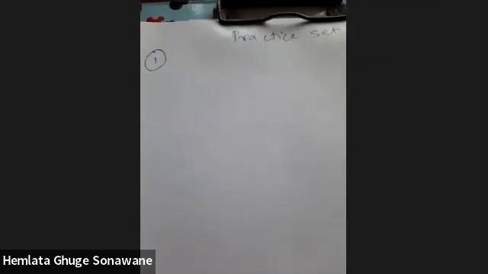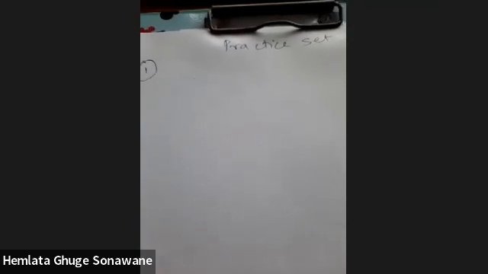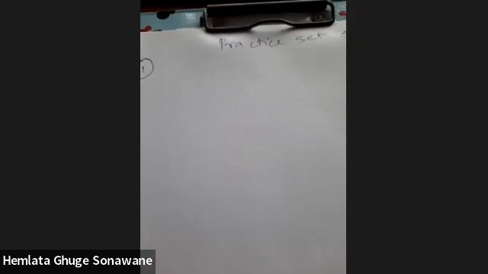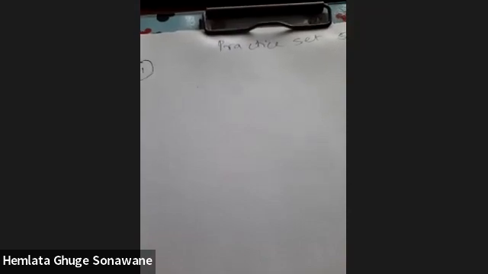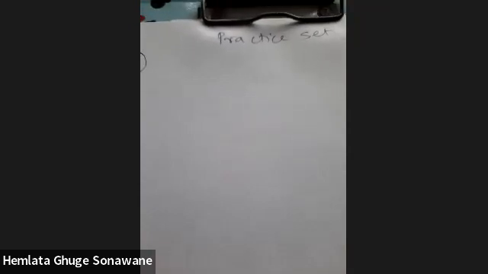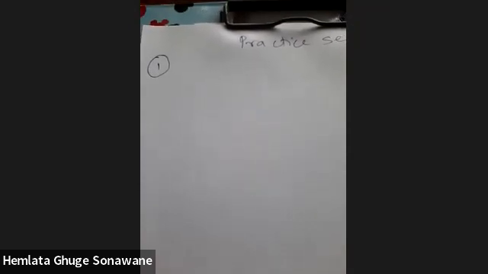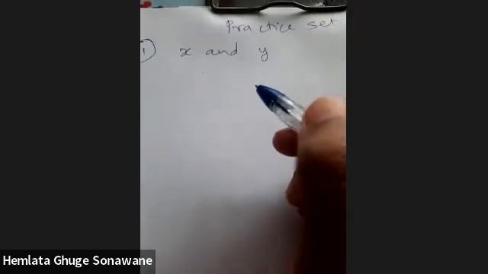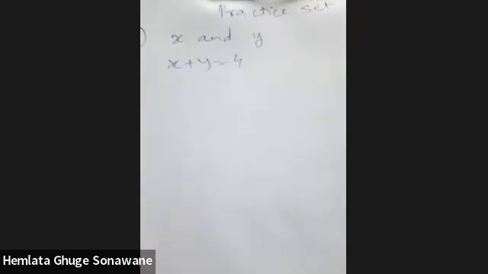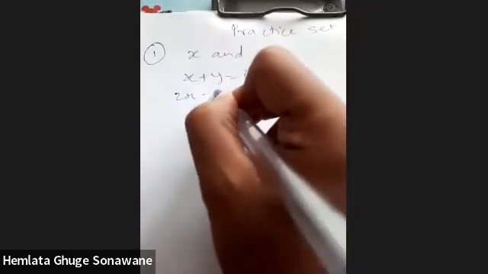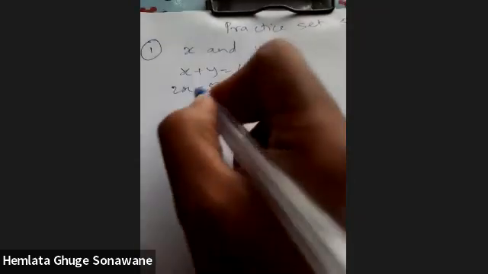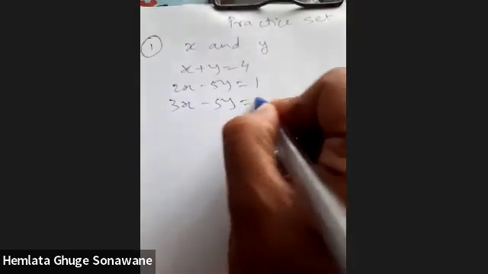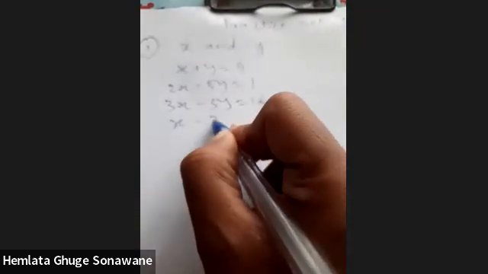Question number 1. By using variables x and y, form any 5 linear equations in 2 variables. We have to write down any 5 linear equations in 2 variables using the variables x and y. So you can write down any 5. For example, x plus y is equal to 4, 2x minus 5y is equal to 1, 3x minus 5y is equal to 16, x minus 3y is equal to 8.